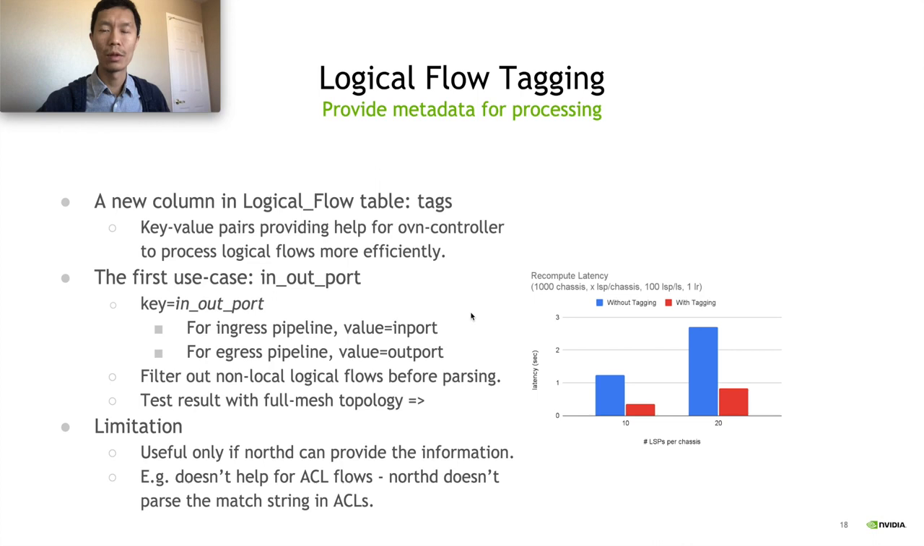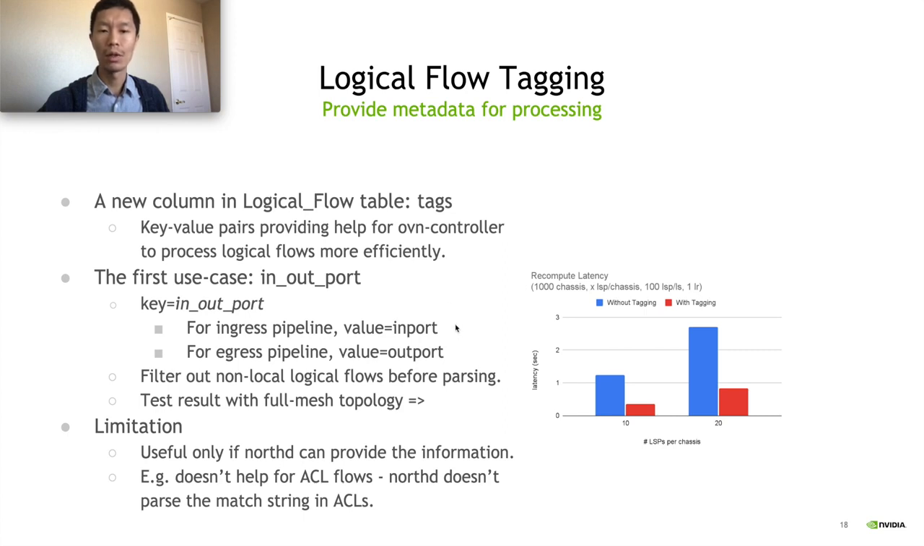For metadata preserving, at least we can do something here. So we introduced a new tag column for the logical flow table, which is basically key-value pairs, providing help for ovn-controller to process the logical flows more efficiently. The first use case is in-out port. The key here is in-out port, and the values for the ingress pipeline are inport, and for the egress pipeline, outport.